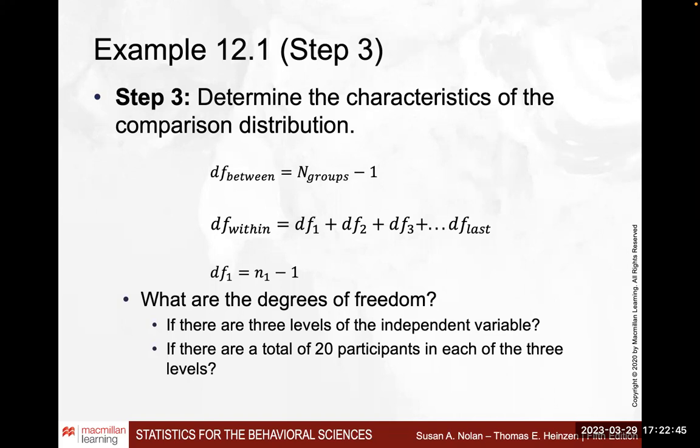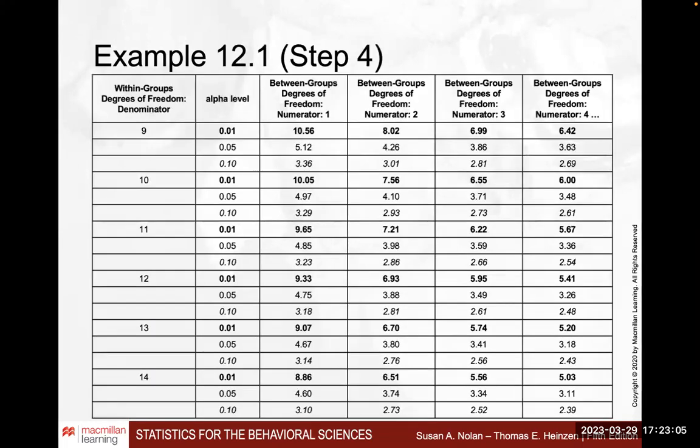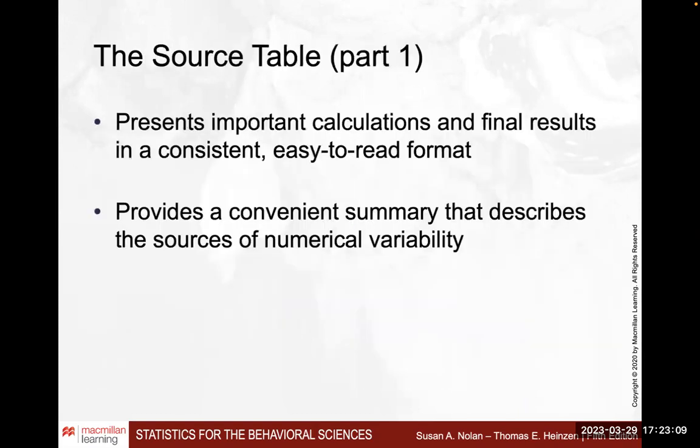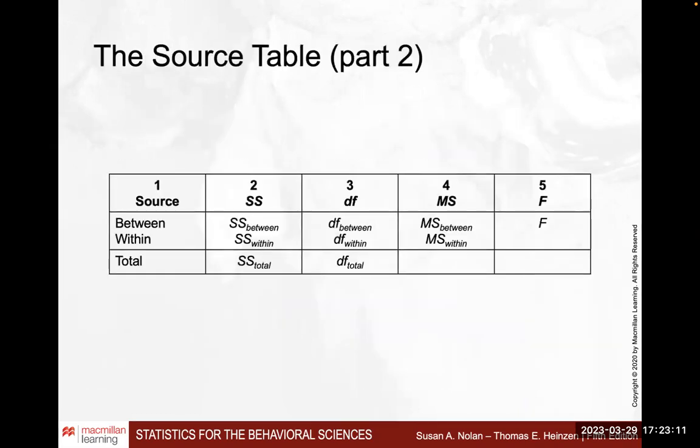Then you have degrees of freedom within, which is basically each group, each sample, with its sample size minus 1. And that basically gets you the sum of degrees of freedom within. So these are all the within estimates. That's the F-score table. So here we have an ANOVA source table.